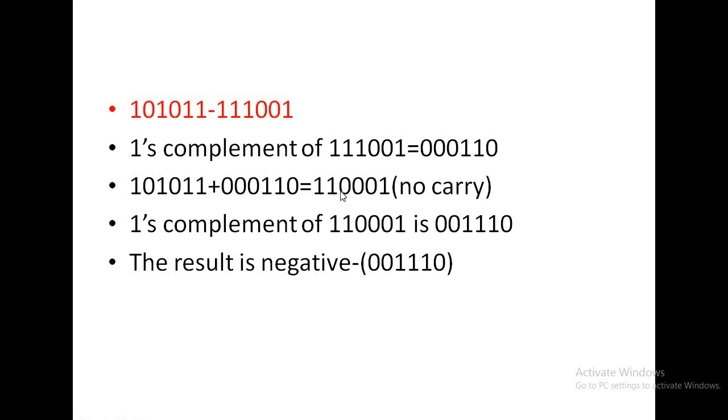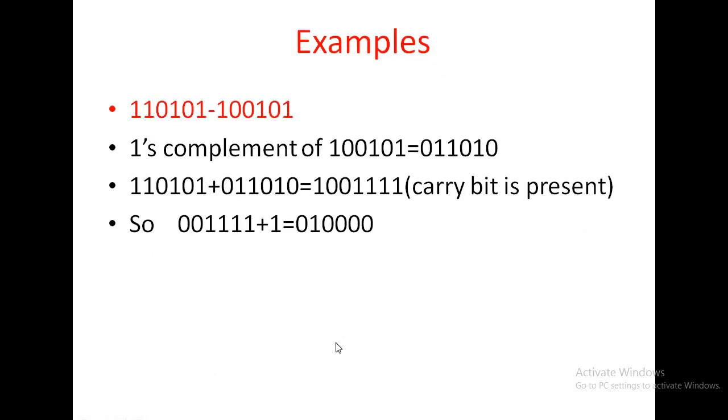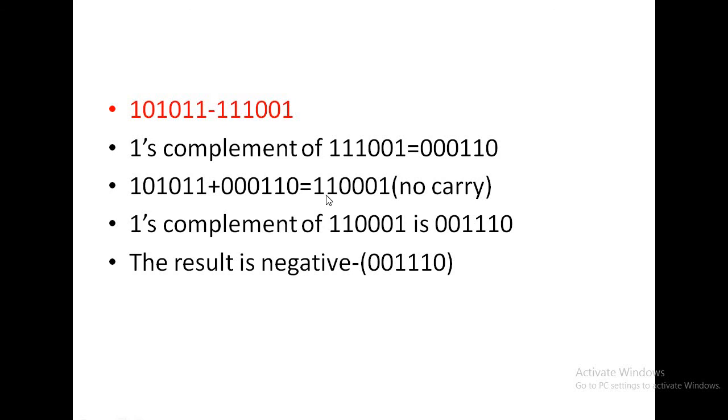Whether carry is present or not, see 1 2 3 4 5 6. This is a 6-bit number, this is a 6-bit number, this is also a 6-bit number. So no carry is present. If no carry is present, then the 1's complement of the result is taken and it is also negative. Okay. So the 1's complement of the result is 001110 and also the result is negative. So in this way we can perform the subtraction of two numbers using 1's complement.